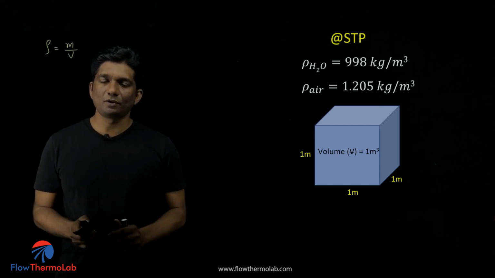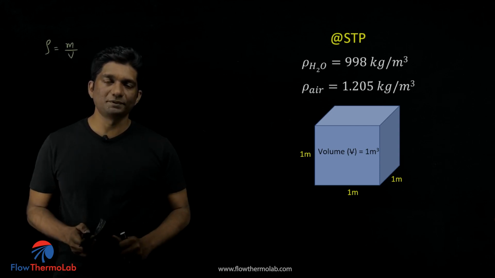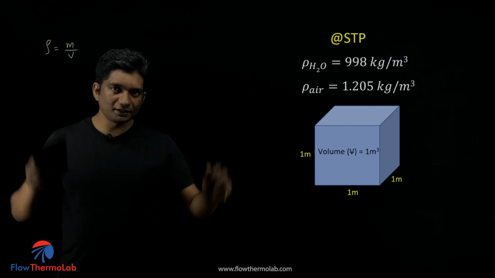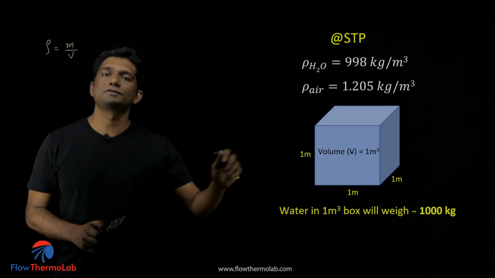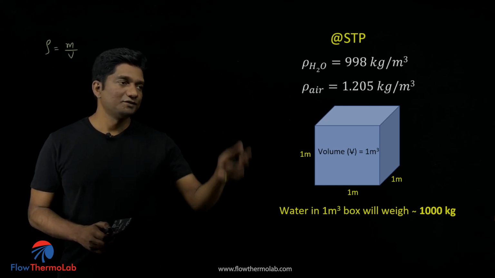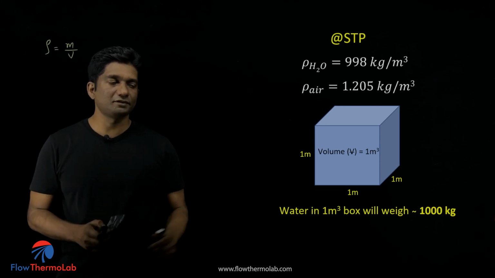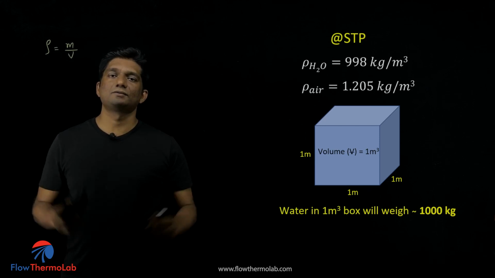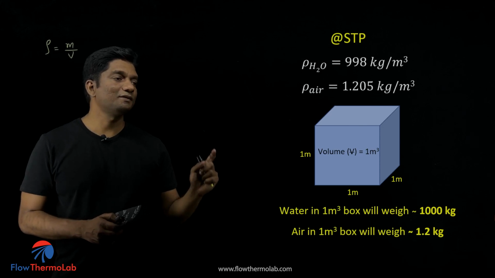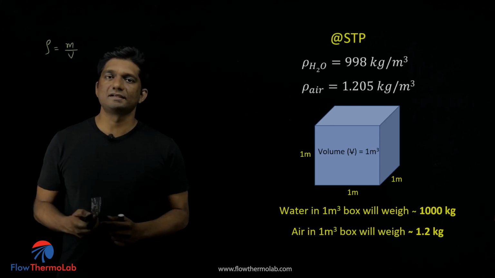You can just take a box with 1 meter by 1 meter by 1 meter as the dimension. So it's 1 meter cube, and imagine you are filling it with water. If you fill it completely with water, it is going to weigh approximately 1000 kilogram. It's 998 kilogram, which is basically its density, 998 kilogram per meter cube. Whereas if you try to fill it with air, it is going to be almost 1.2 kilogram, very little weight, right? So this is how you visualize density.